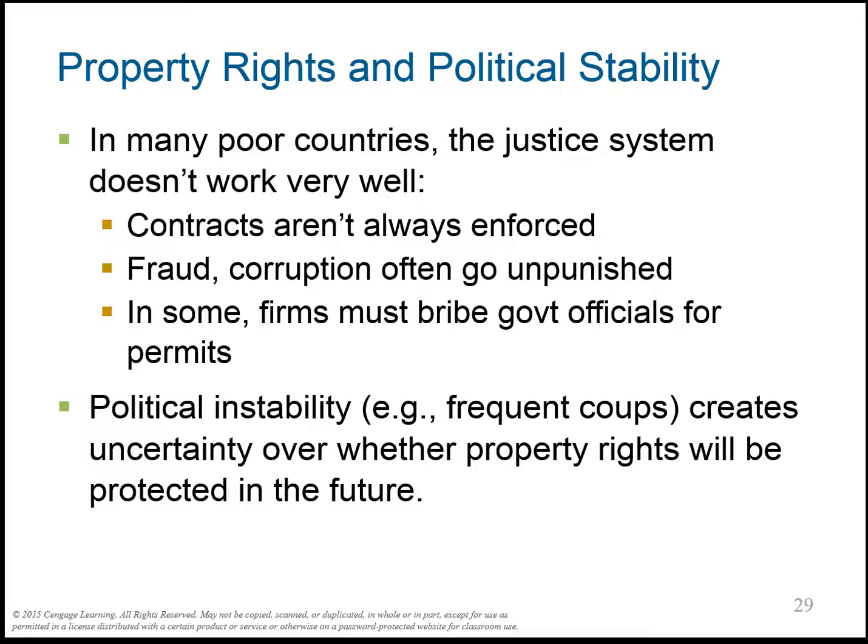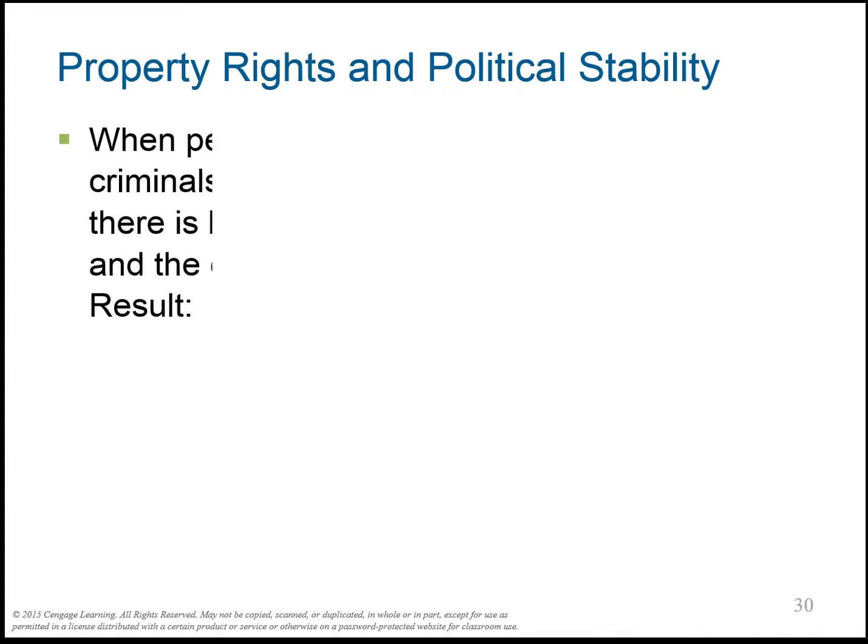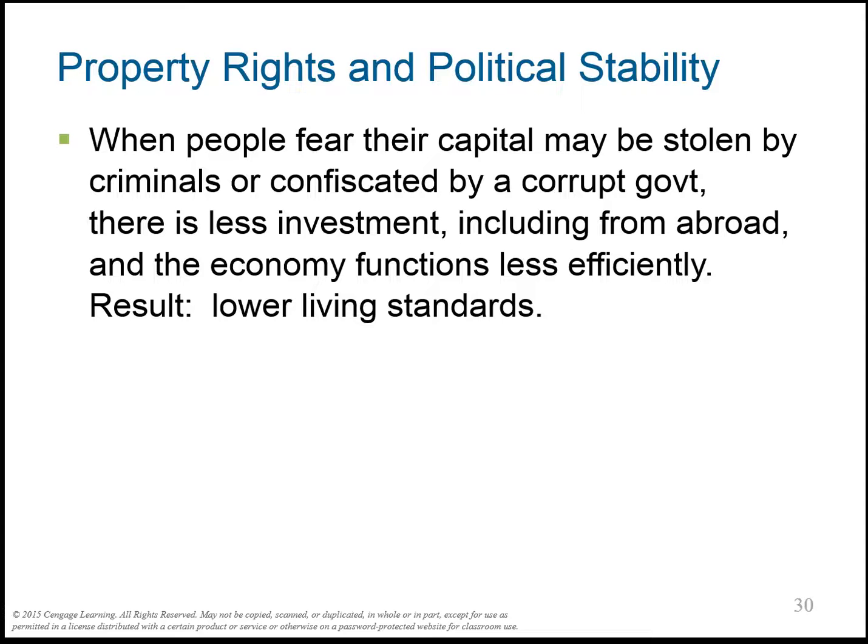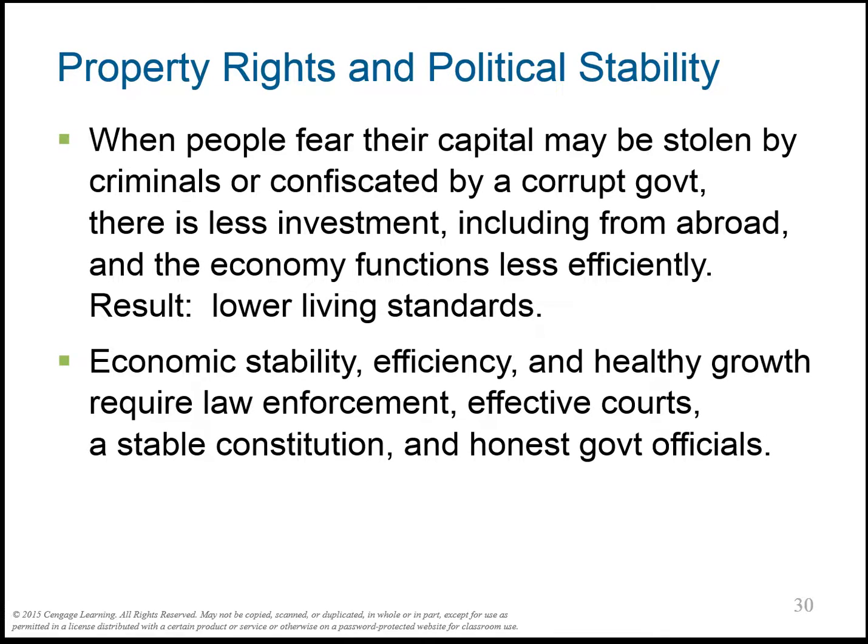All right, so political instability creates uncertainty over whether property rights will be protected in the future, and therefore people don't build. When people fear that any of their capital, their K, is going to be stolen by criminals or taken by the government, there's less investment, and that means K over L goes down. That means lower living standards. So it's really important to have a properly functioning judicial system and government. Economic stability, efficiency, and healthy growth require law enforcement, effective courts, a stable constitution, and honest government officials.